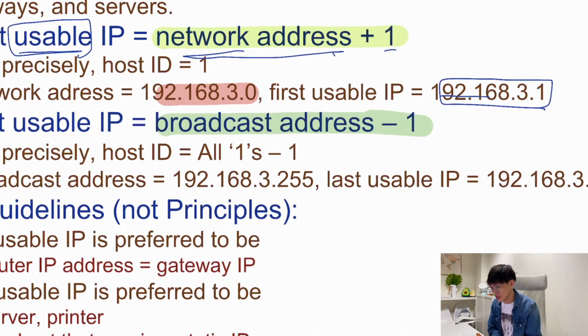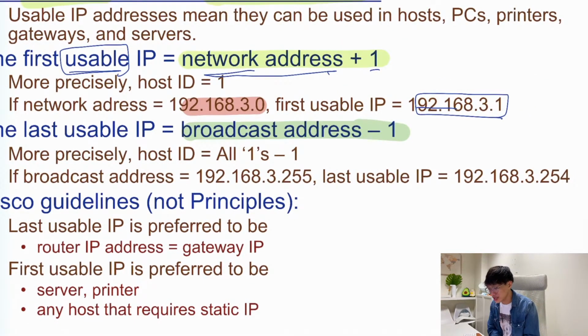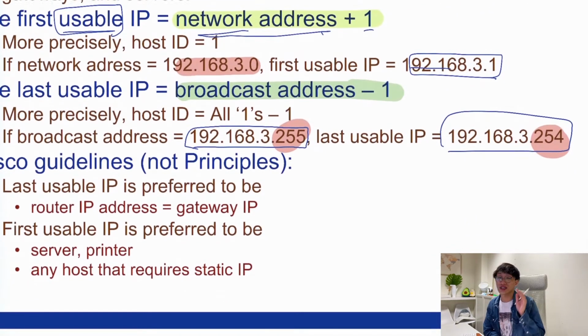So what is the last one? You take the broadcast address minus 1. So the broadcast address is 255, minus 1 is 254. Okay, so this 254 here is the last IP that you can use to give to any host. Alright, now of course I will also want you to know how you calculate all these numbers, and that is actually the last example.